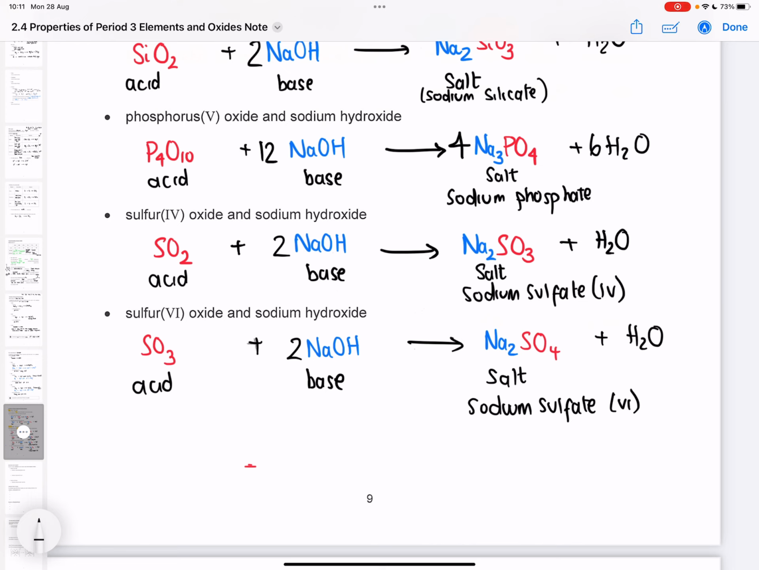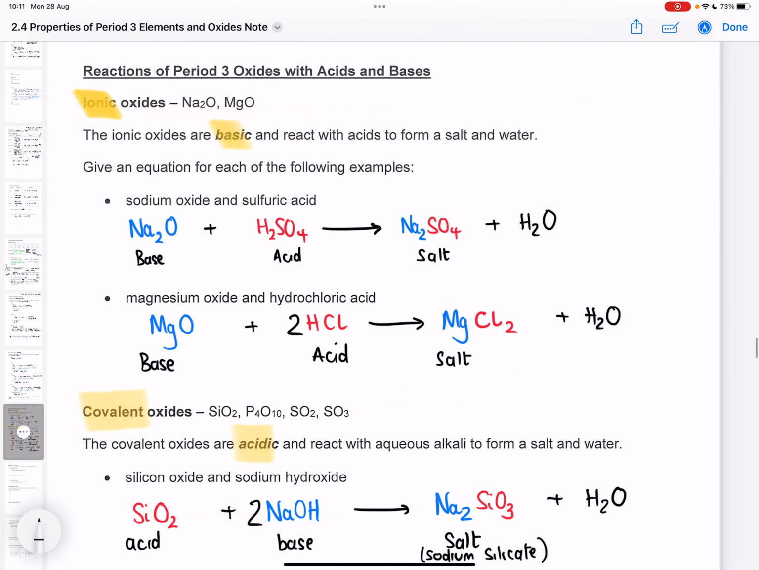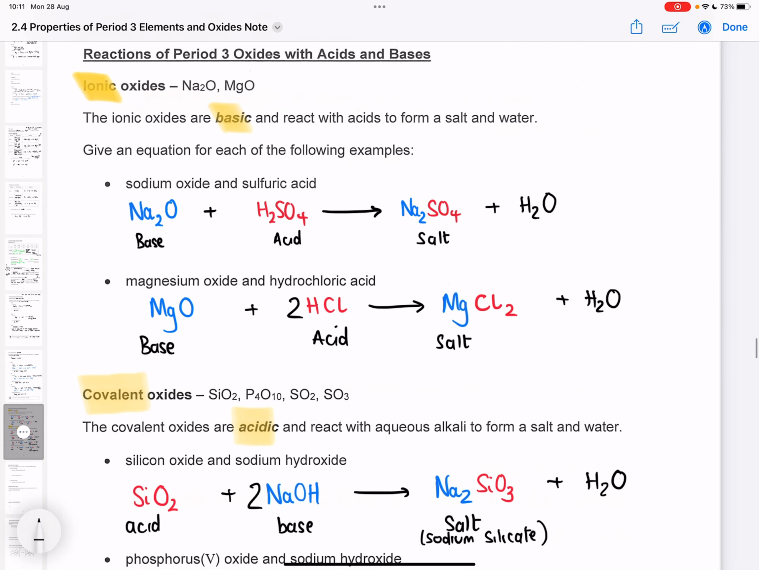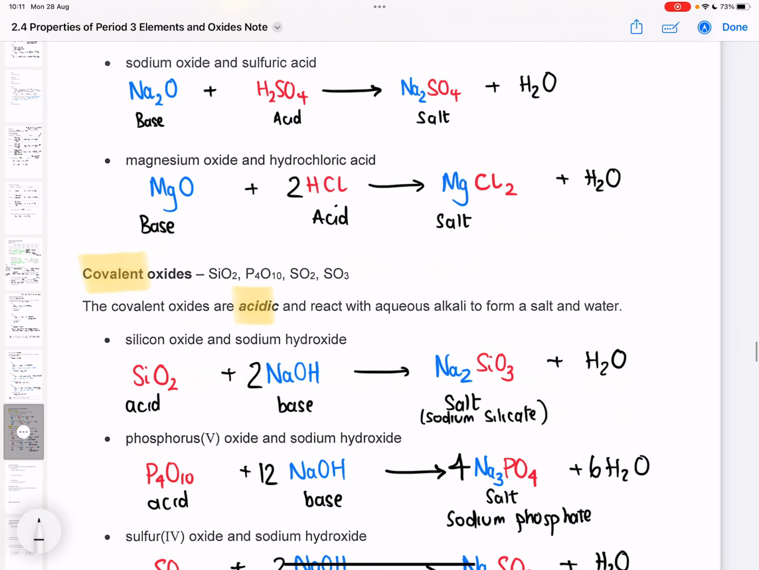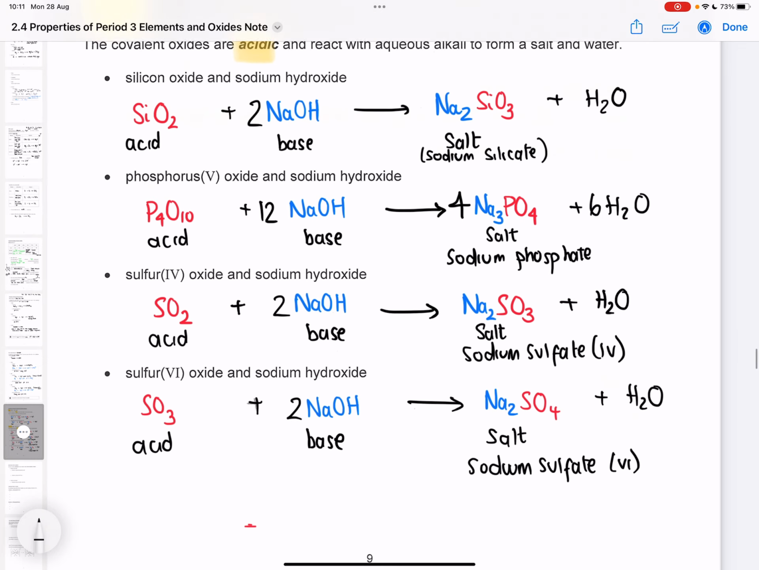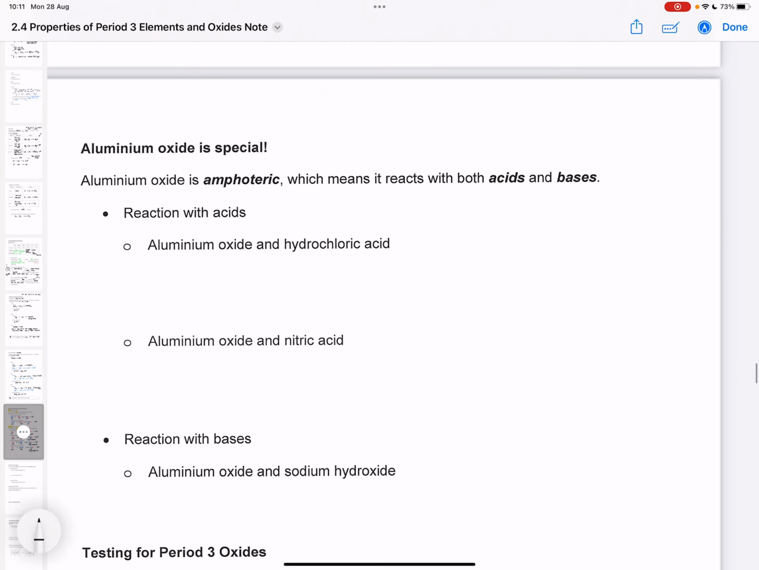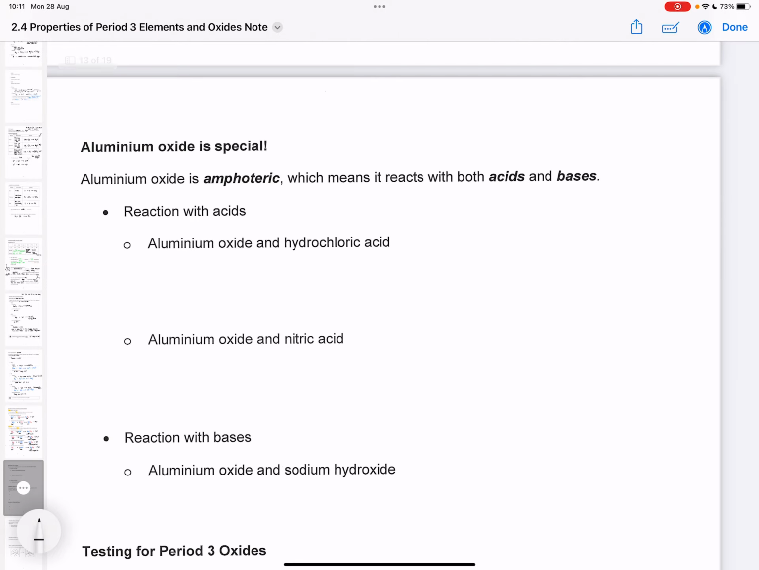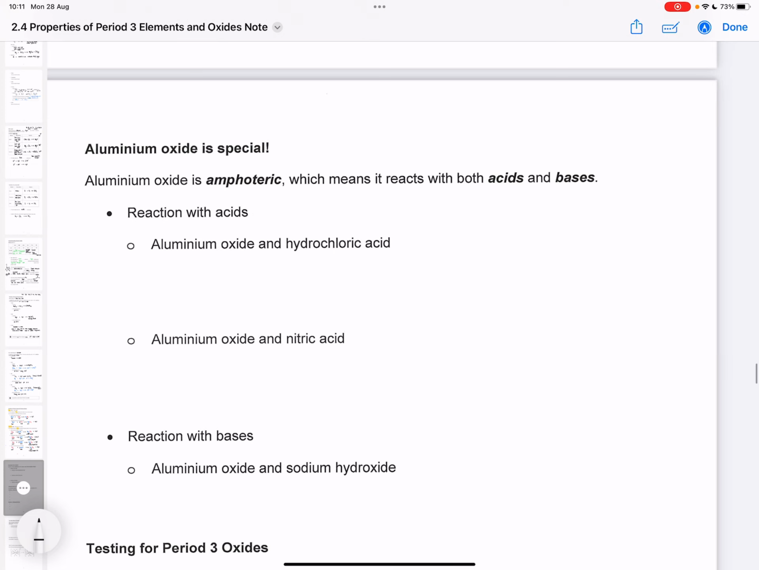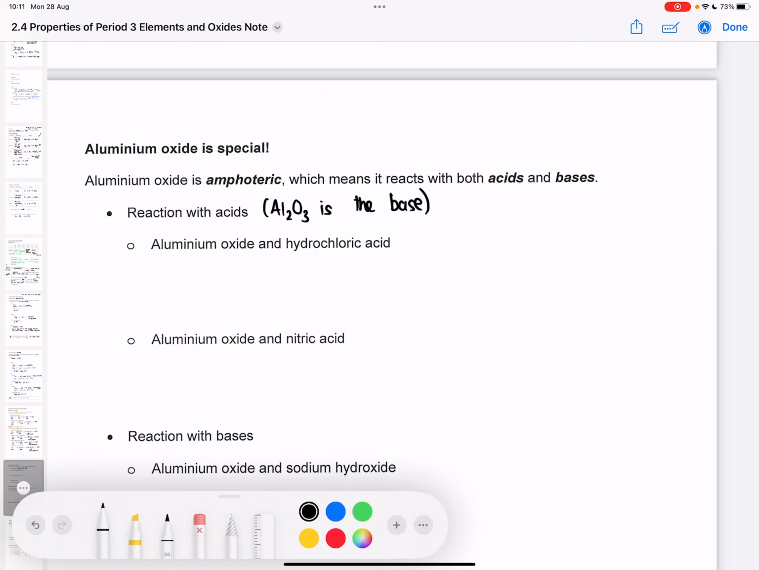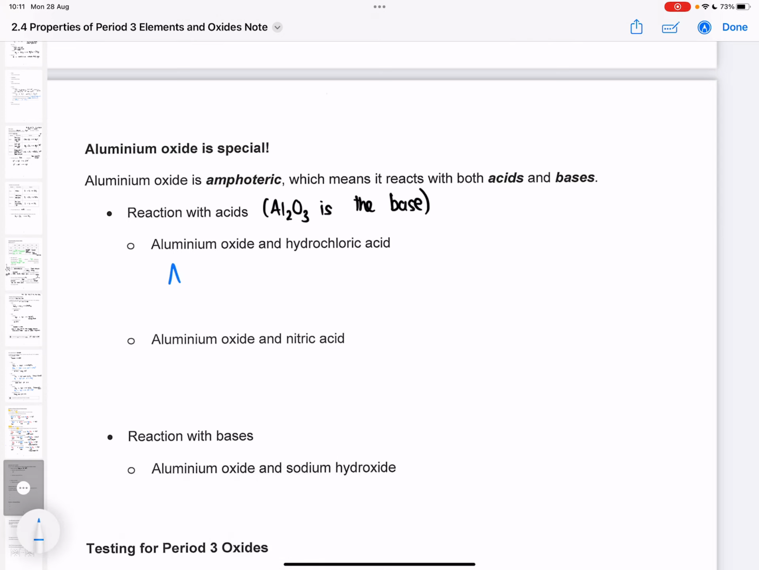Now the last little bit of this is, you'll notice when we were doing the metallic oxides, the ionic ones, we missed out aluminium. And remember earlier in the previous video we said that aluminium was ionic with some covalent character. Well, here we go, aluminium oxide is special. It's this word amphoteric. It can react with both acids and bases. So when aluminium oxide reacts with acid, Al2O3 is the base. And they're the easier type of reaction. When metal oxides act as bases, that's as you would expect.